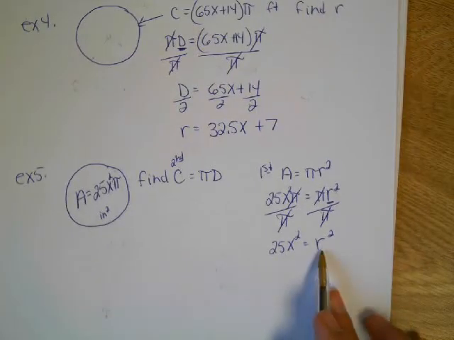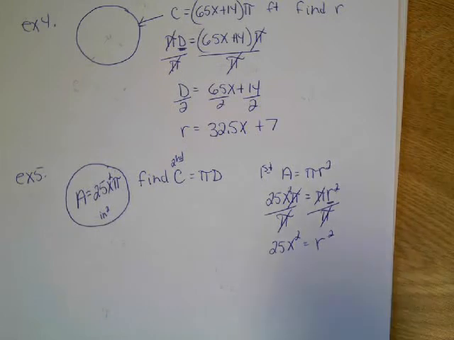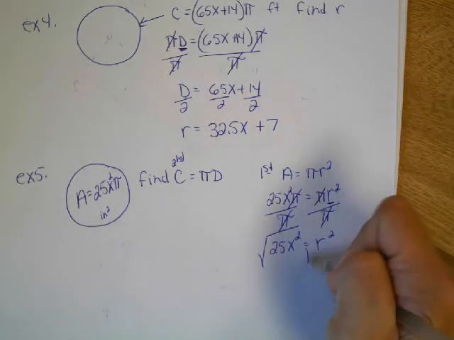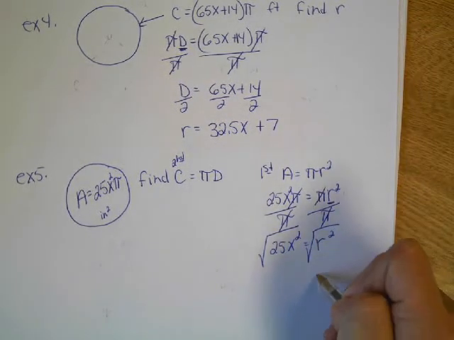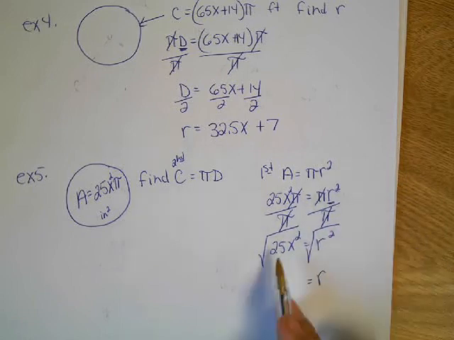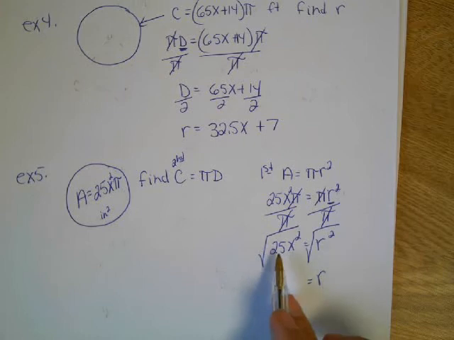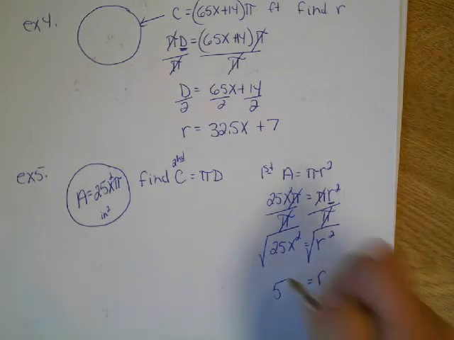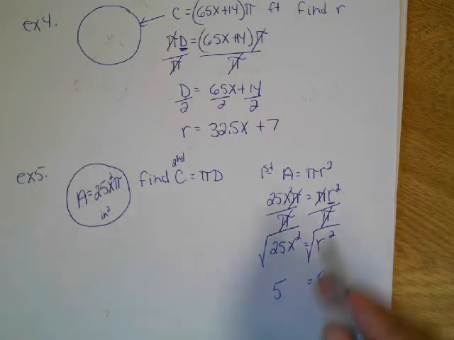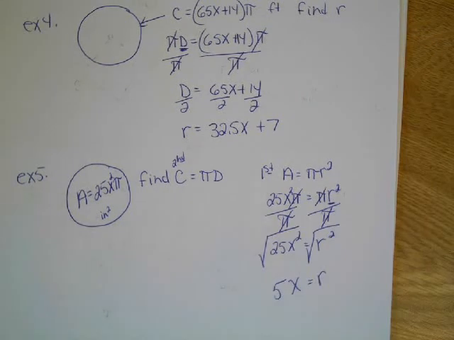So remember, how do we unsquare something? That's square root. So square root of r squared is r. There are two items in here, both have to be square rooted. So what number squared gives you 25? That brings us out to a 5. What squared gives you x squared? That's just x. So our radius is 5x.